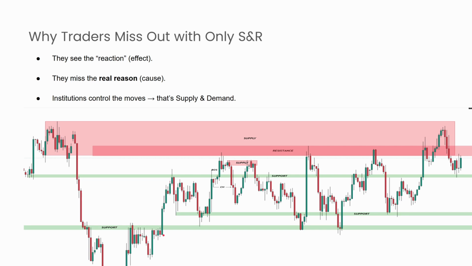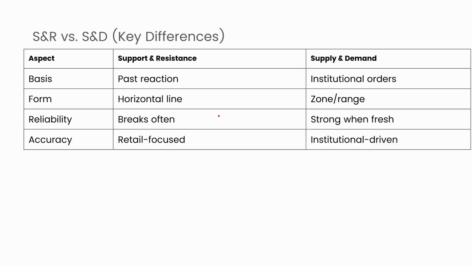So it means institutions placed their orders at that particular point. That is where we find supply and demand. We are going to see the key differences, the aspects, and then we will break them down, and you see the reasoning or the logical reason behind it.